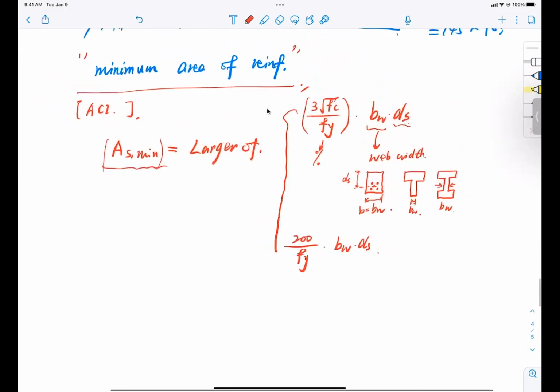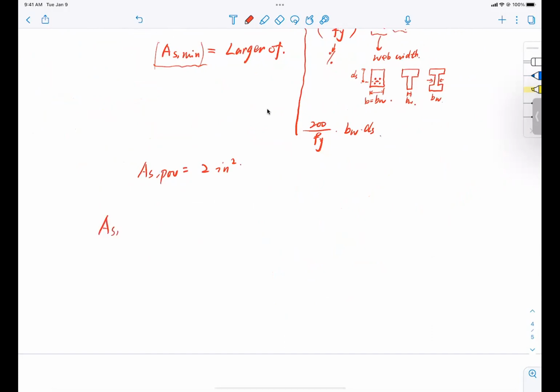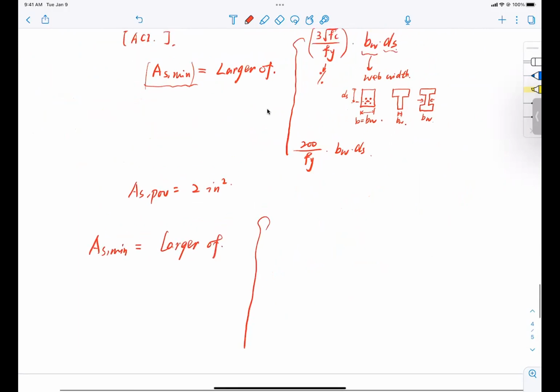So I know what I have provided here: As provided is 2 number 9 bars, so 2 inch squared, right? So As, in this case, I'm just going to use the equation equal to the larger of these two. So plug in the numbers. Here I have bw ds. Here I have 3 square root f'c over Fy. So bw ds, bw is 12 inch. What is my ds here? Come on. What is ds? 21.5 inch.